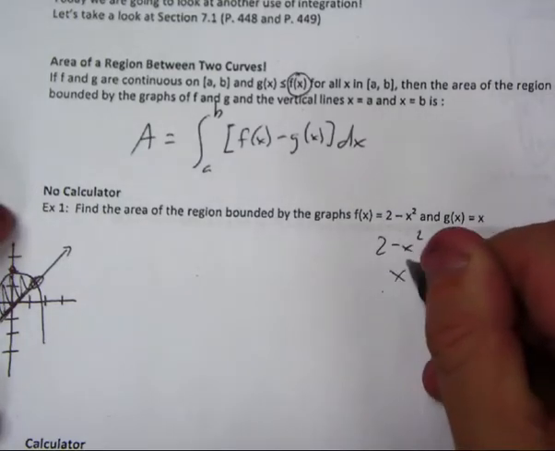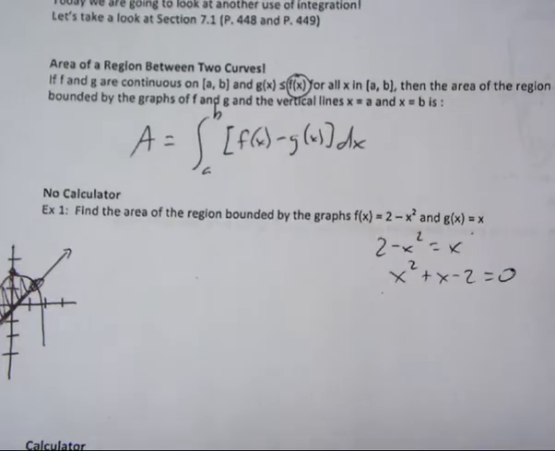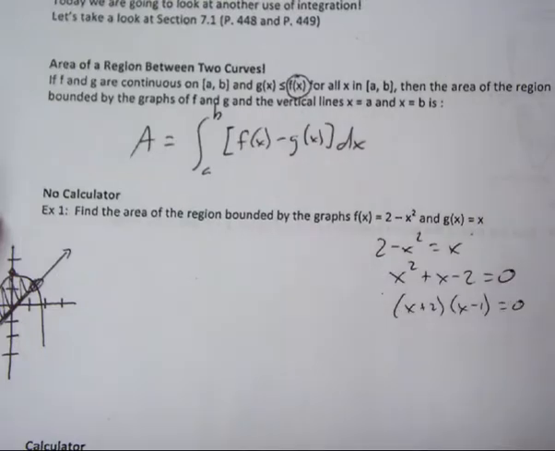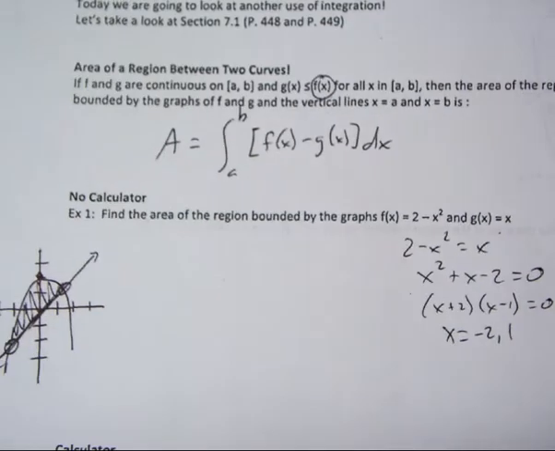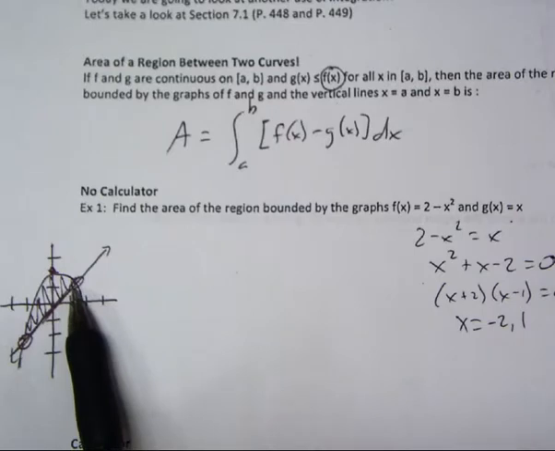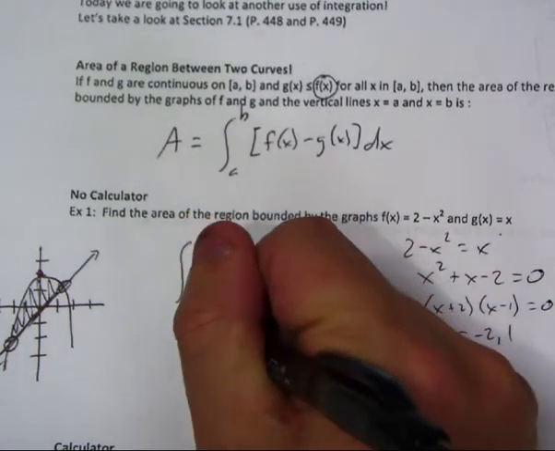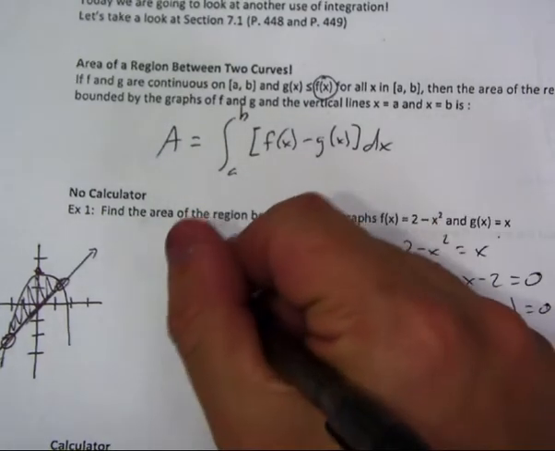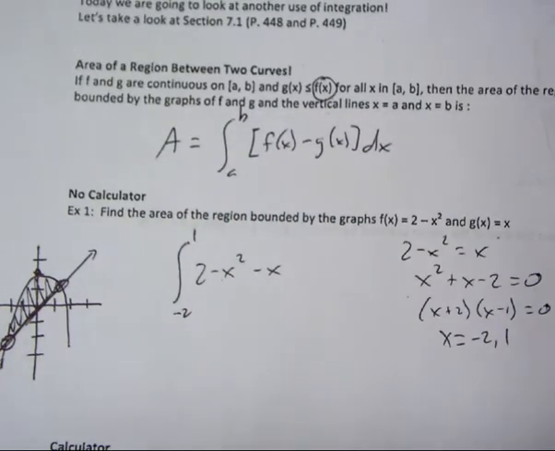So let's see, add x squared, subtract 2, so x squared plus x minus 2. Factor. So x equals negative 2 and 1. Those are going to be what we integrate to and from. So we're going to integrate from negative 2 to positive 1. Oh, that's pretty close in my estimations here, a little off. So our area is the integral from negative 2 to positive 1 of the top function, 2 minus x squared, minus the bottom function, which is x, dx.